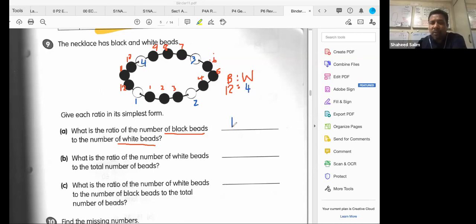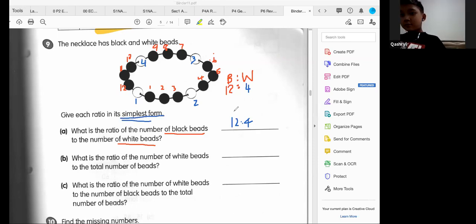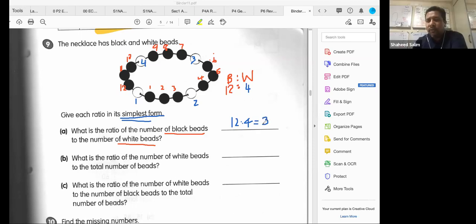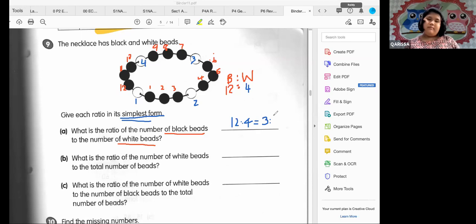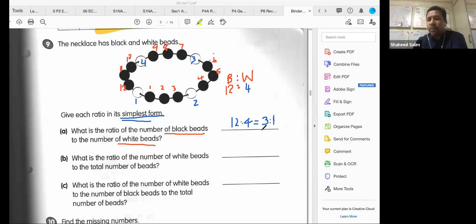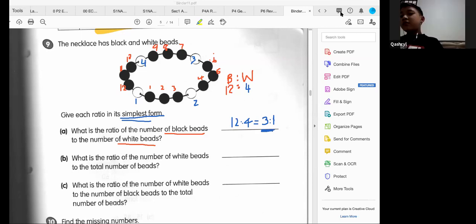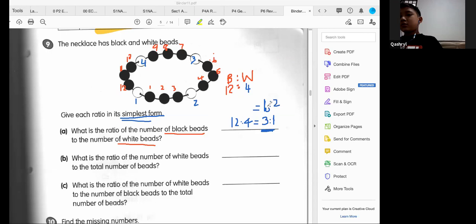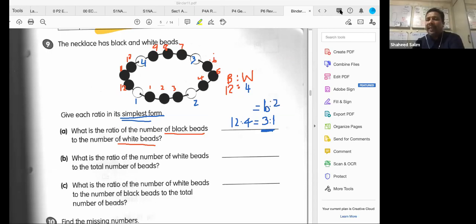But if you write down this as the answer, they will not give you full marks because they want your answer in simplest form. You can divide it. Divide by what? 4. 12 divided by 4, you get 3. 4 divided by 4, you get 1. So 3:1 is the best answer. You write 12:4, you may get marks or you may not get marks. Divide it by 2, you get 6:2. But this is not the simplest form. Simplest form means you must divide some more until you cannot get anything else.